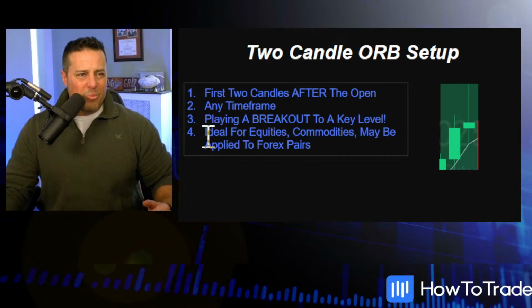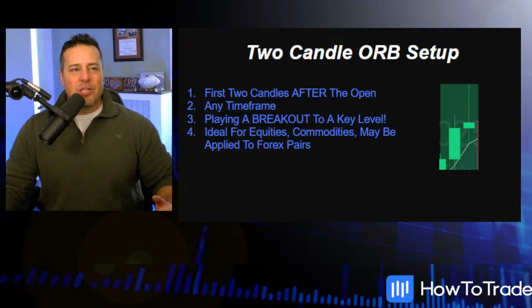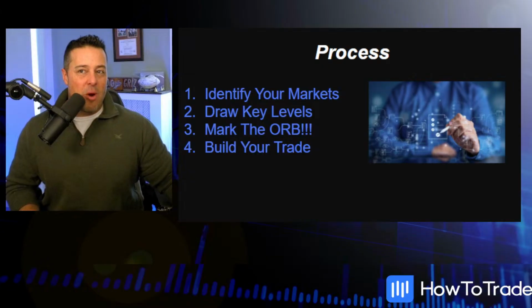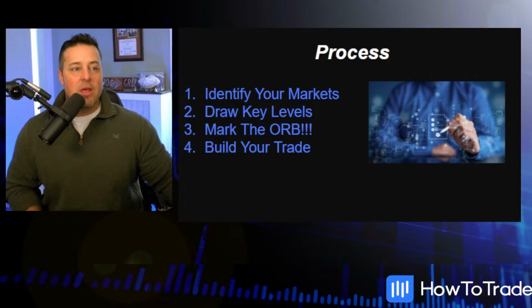So, essentially, what we're looking to do is the first two candles after an open. Essentially, that's it. That's all. So the process, what are we going to do? We're going to identify our markets. Today, we're looking at the US 30, US 100, US 500, and US 2000. Then we're going to draw our key levels. I'm going to touch on that, but we're not necessarily going to focus on it. And then we're going to mark our ORB, and then we're going to build our trade. That's very, very simple.